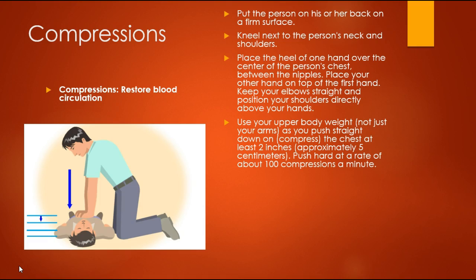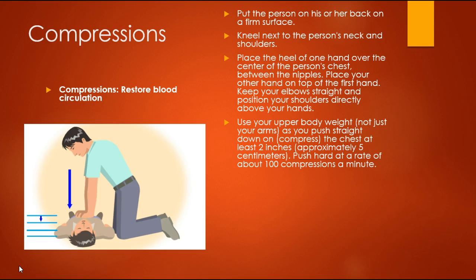Use your upper body weight, not just your arms, as you push straight down, compressing the chest at least 2 inches, approximately 5 centimeters. Push hard at the rate of about 100 compressions a minute. We'll talk about that at the end of this video because it's a lot faster than most people actually do. But again, you're not using your arm strength. You're actually putting your whole body on top of their chest and pressing almost as hard as you can, which is about 2 inches down. That would actually take a lot more of your body weight than you would, I guess, predict.